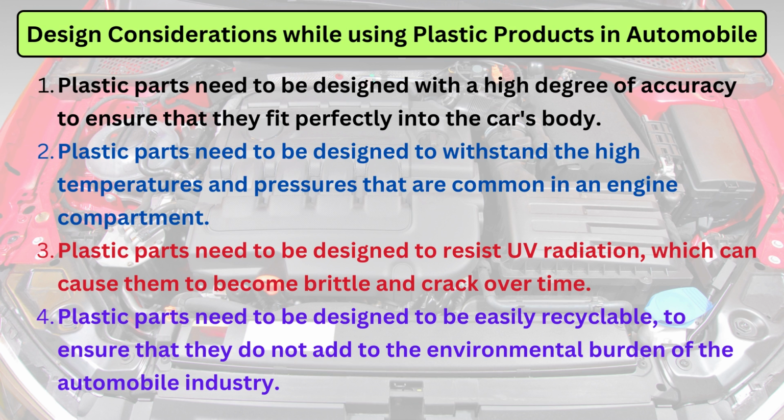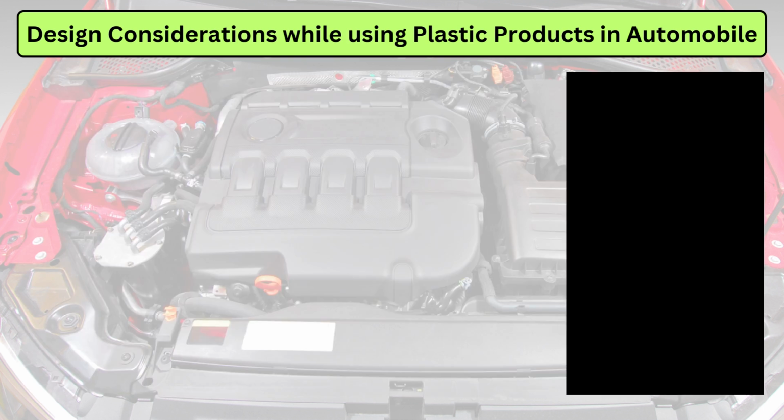If our plastic parts do not resist ultraviolet radiation, then they become very brittle and crack over time. The fourth one is that plastic parts need to be designed so that they are easily recyclable. So we need to choose the plastic so that after use we can easily recycle it.